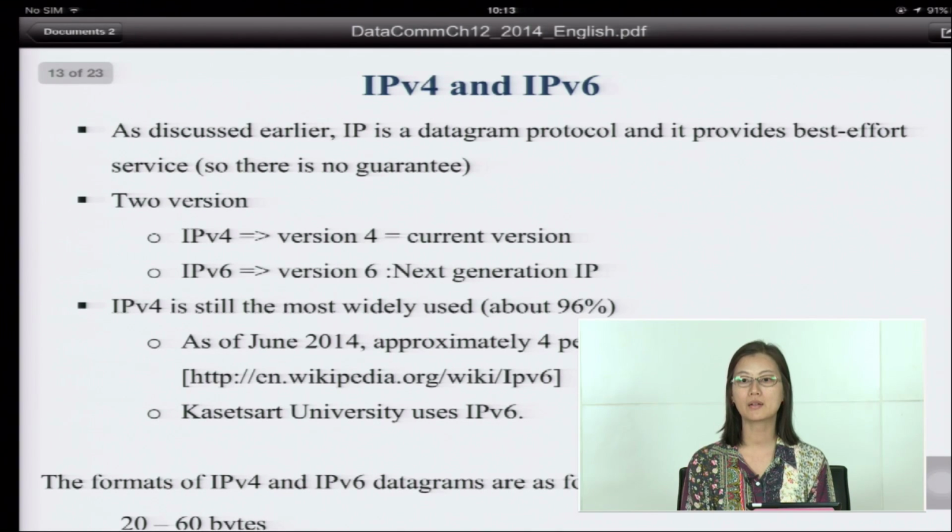Next topic, we'll talk about IPv4 and IPv6. IP is Internet Protocol. It's a datagram protocol, and the Internet Protocol, or IP, provides best effort service with no guarantee. You can think of this as when you send unregistered mail to the mailman, to the post office. The post office or the mailman tries to send every mail correctly to the correct address and on time. However, if there's something wrong, there's no guarantee.